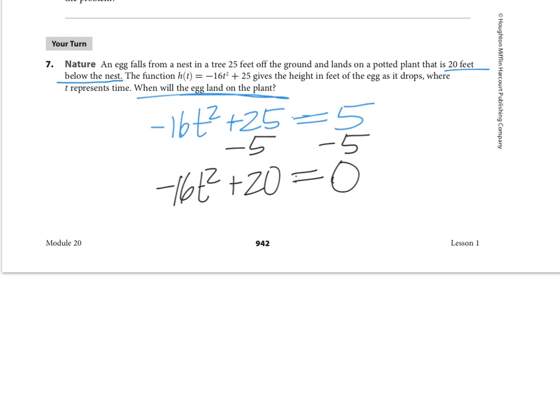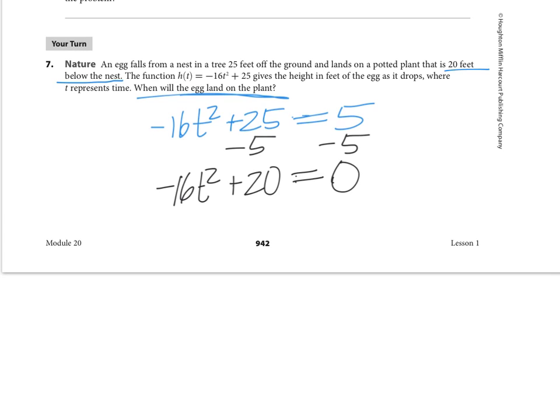equal to 5. The reason is because, again, the nest was 25 feet off the ground, the plant's 20 feet below that, so it's equal to 5. Now, in terms of solving, you can set it equal to 0, put it in your calculator and find the zeros, or you could have taken this one, set it equal to 5, and done y1 for this function, y2 for this one, and found their point of intersection. Now, when you do that, you're going to get two answers.